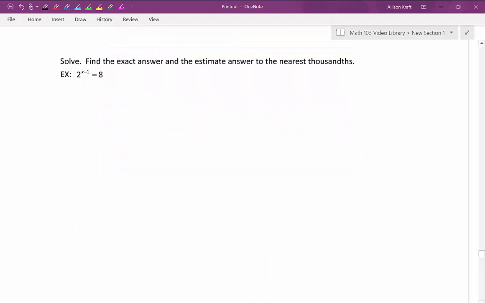Let's solve the equation 2 to the x minus 1 equals 8. We'll find the exact answer and the estimated answer rounded to the nearest thousandth. Well, I have just one term equal to one term, so that lets me know that I should try the one-to-one property. In order to use the one-to-one property, I have to rewrite each side with the same exponential base.